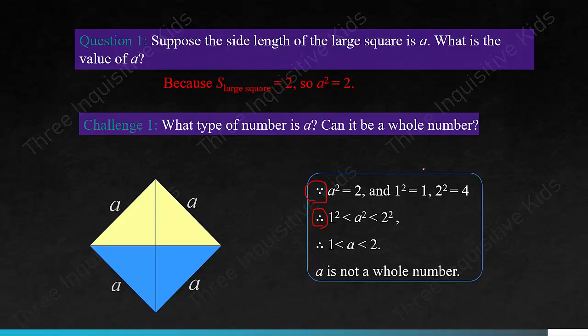So now we're trying to find the approximate range of the value of A. So A squared equals 2, right? And 2 squared equals 4, and 1 squared equals 1. So A squared is somewhere in between 1 and 4. And then in this inequality, we just take away the exponents and we get A is somewhere in between 1 and 2. And from this we can conclude that A is not a whole number.